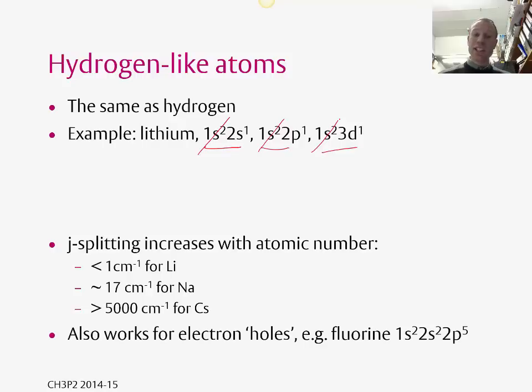I should say that this approach, which we've used for hydrogen, also works for electron holes. So for example, we have fluorine here, so we can ignore the 1s2, we can ignore the 2s2 electrons because that's a full subshell. We're left here with 5 electrons in the 2p orbital. Well, this actually corresponds to having one electron hole in the 2p orbital. So instead of doing the calculations on 5 electrons, we can just do it on 1 in its equivalent. This gives us an easy way to work out electronic states for almost full orbitals.